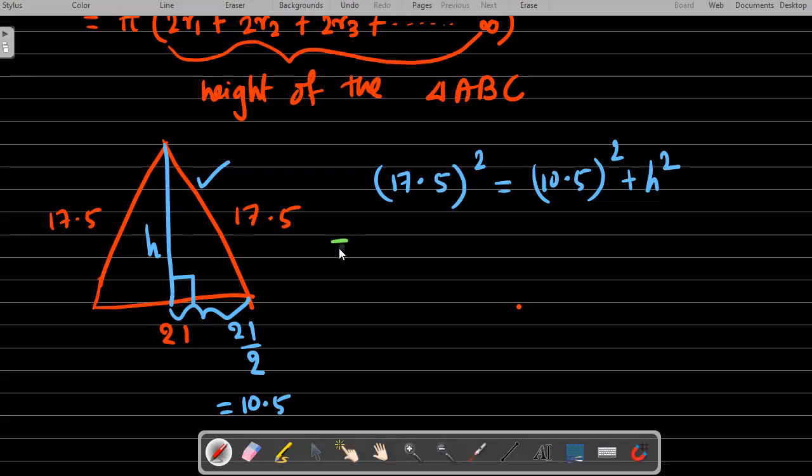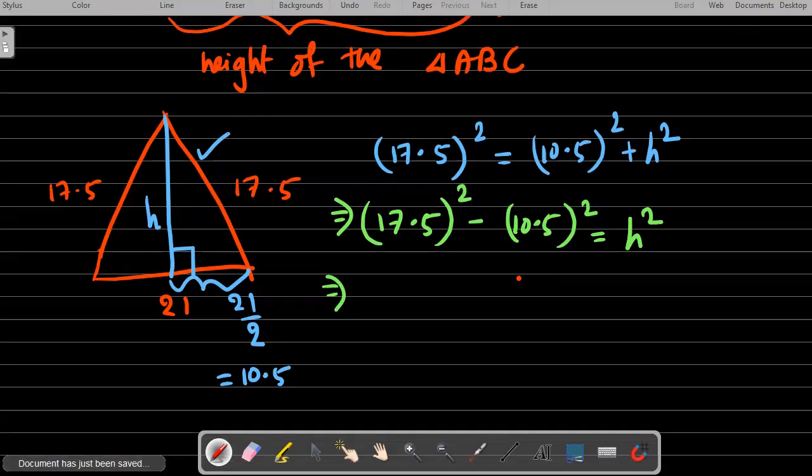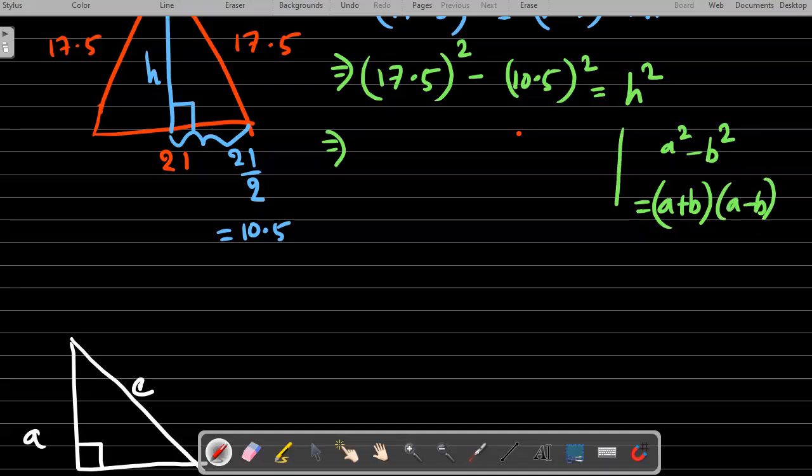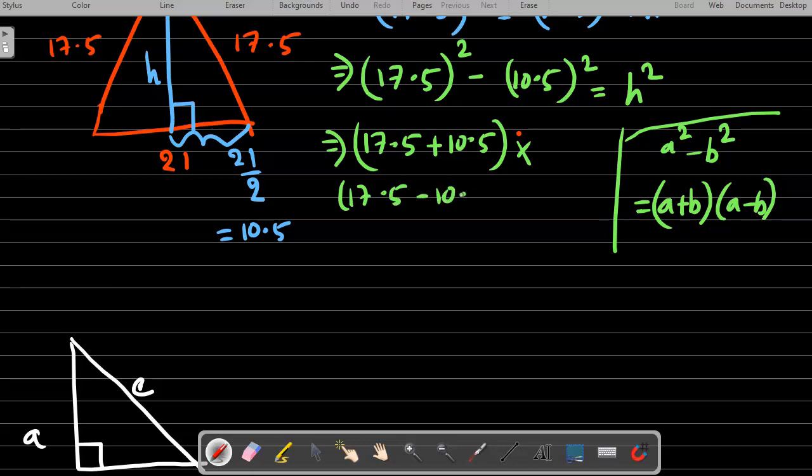Now 17.5 squared minus 10.5 squared is equal to h square. Now here we apply the formula of A square minus B square. What is that? A square minus B square is equal to A plus B into A minus B. So we will apply this. We don't do the squares, we will apply this. So 17.5 plus 10.5 multiplied by 17.5 minus 10.5 is equal to h square.